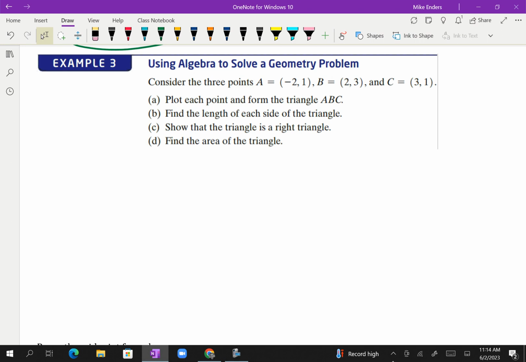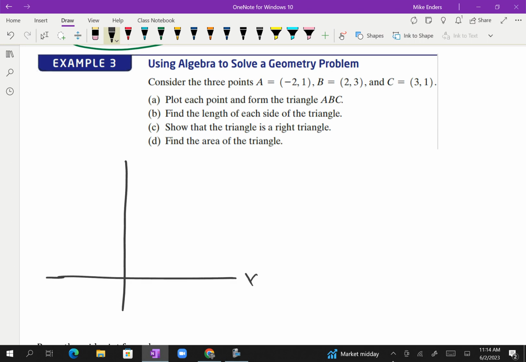So 4 things we want to do on this one as an example. We're going to plot each point and form the triangle. Then we'll go ahead and find the length of each side using the distance formula. We'll show that the triangle is a right triangle, and then we'll also find the area of the triangle. So first things first, we just want to plot this.